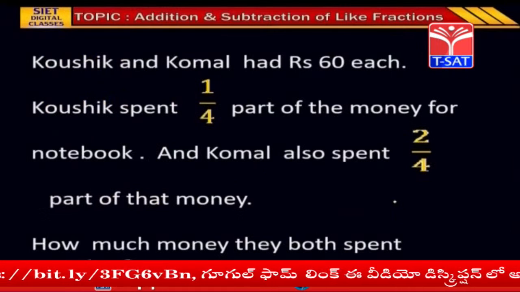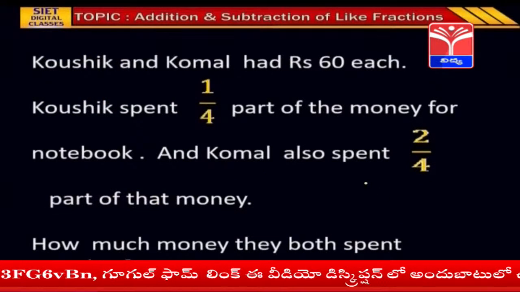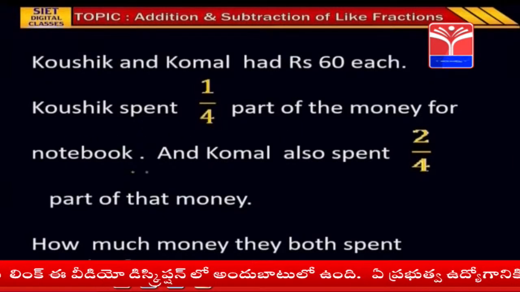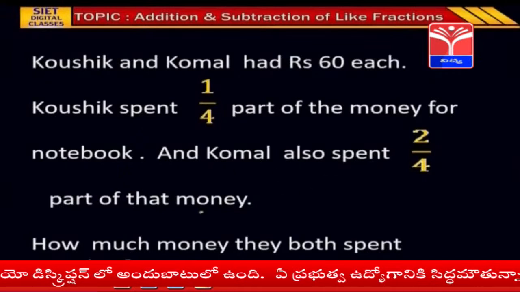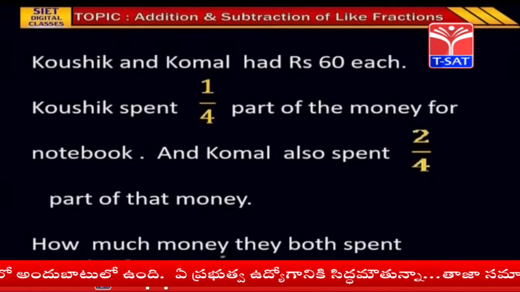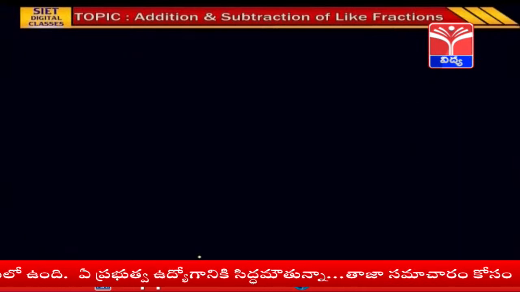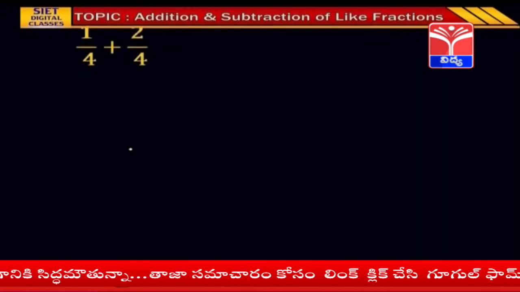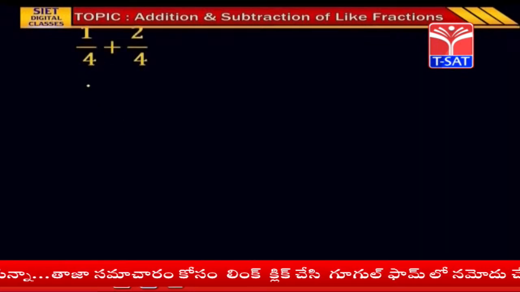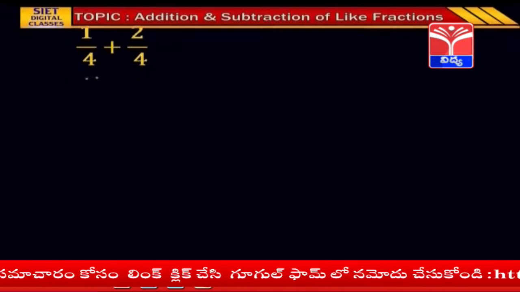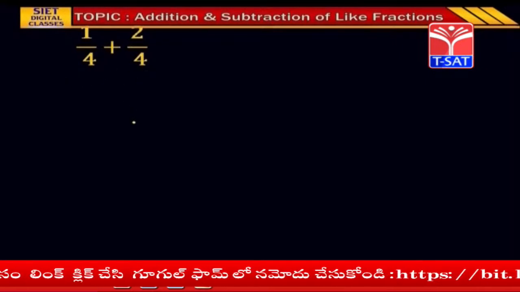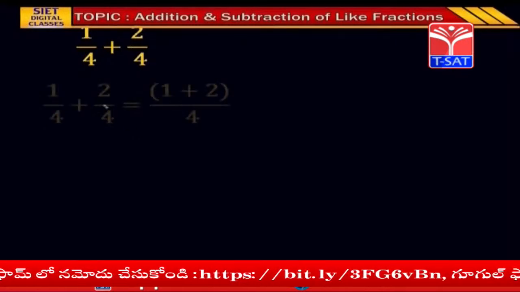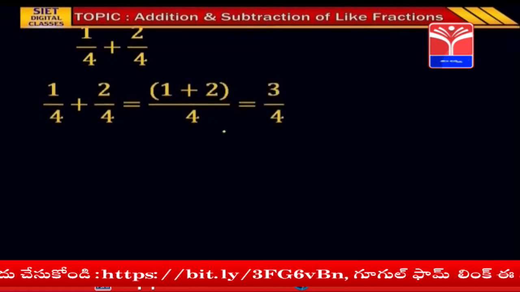Then next, Kaushik and Komal had ₹60 each. Kaushik spent 1/4 part of the money for a notebook and Komal spent 2/4 part of that money. How much money did they both spend together? We have 1/4 and 2/4 from the problem. So these are 2 like fractions having the same denominator, 1/4 plus 2/4. When we are adding like fractions, we are adding numerators, that is 3/4.